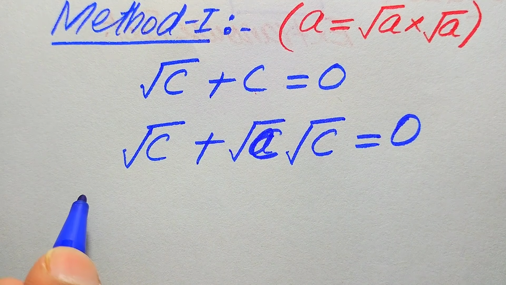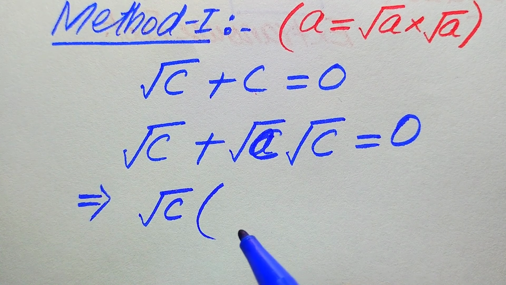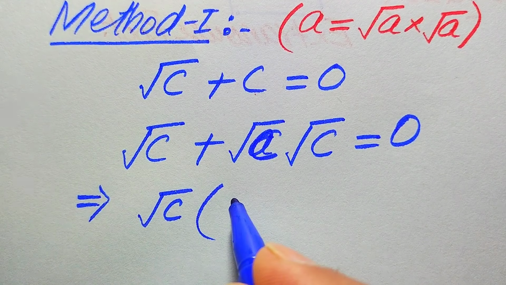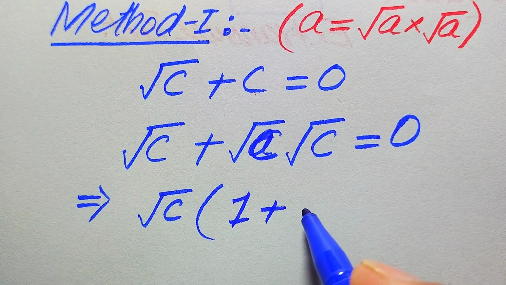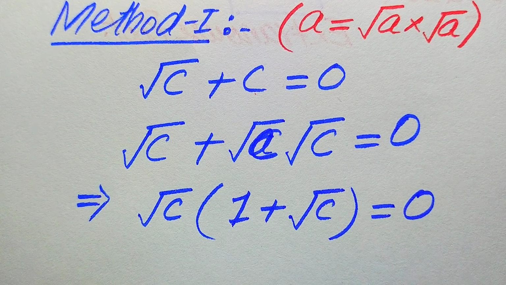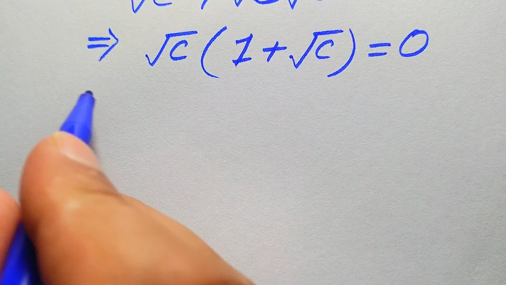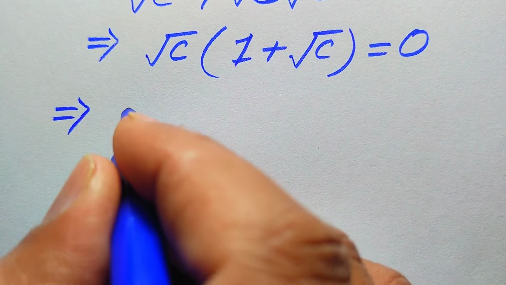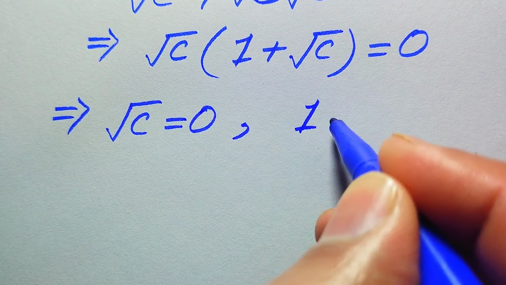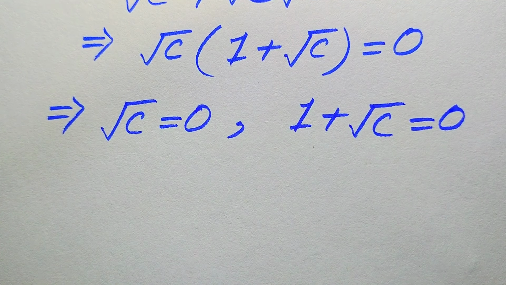In the next step, you see that both of these terms involve square root of c. We take common square root of c from here, and when we take it common, the remaining values are 1 plus square root of c, and this whole equation is equal to 0. Now in the next step, we divide this equation into two cases. The first case is square root of c equals 0, and the second case is 1 plus square root of c is equal to 0.